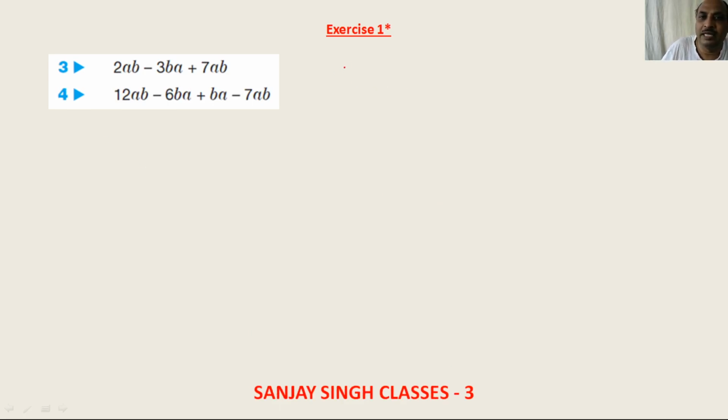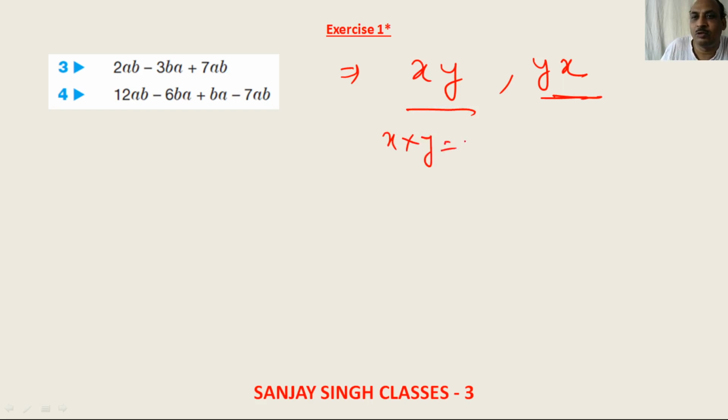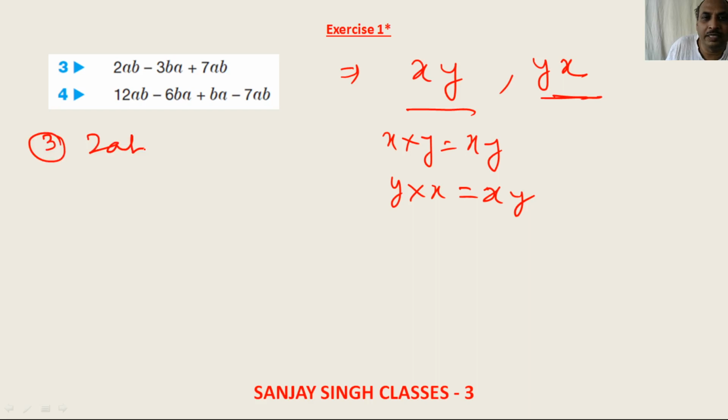Similarly, one more thing here I want to say, that if you are given xy and somewhere we are given yx, both are same, because x into y will give you xy, y into x will give you yx, or xy, both are same. Sometimes in a question we may be given this to get us confused, so we need not get confused. Like here it is given 2ab minus 3ba, so 3ba is also ab only.